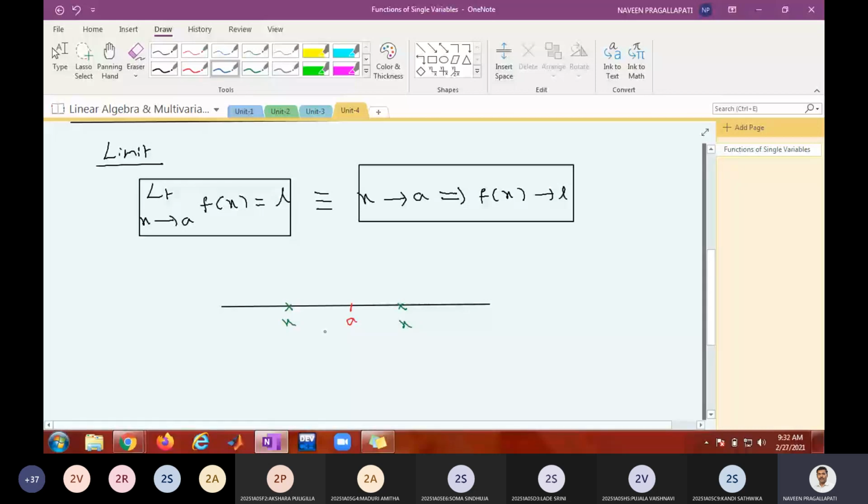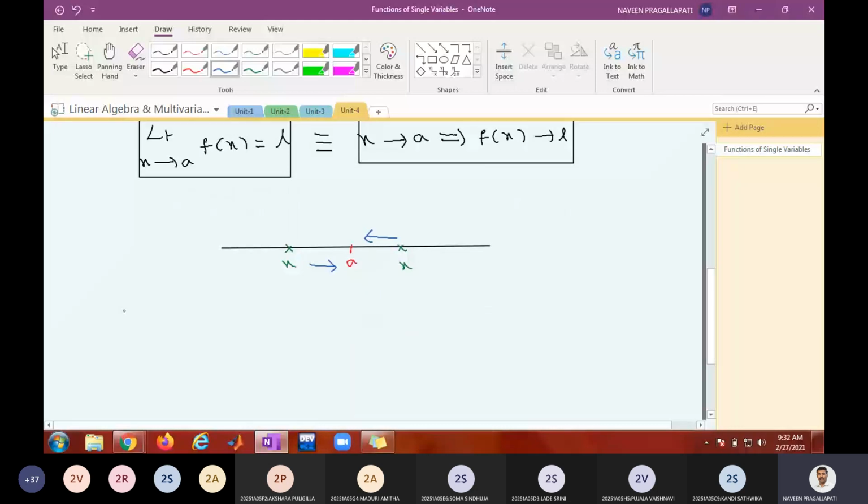From left to right, or from right to left. Do you agree? That means whenever x is approaching a, so what I said, that means if x is approaching a from the left-hand side, that we denote with a minus sign. I will write like this.